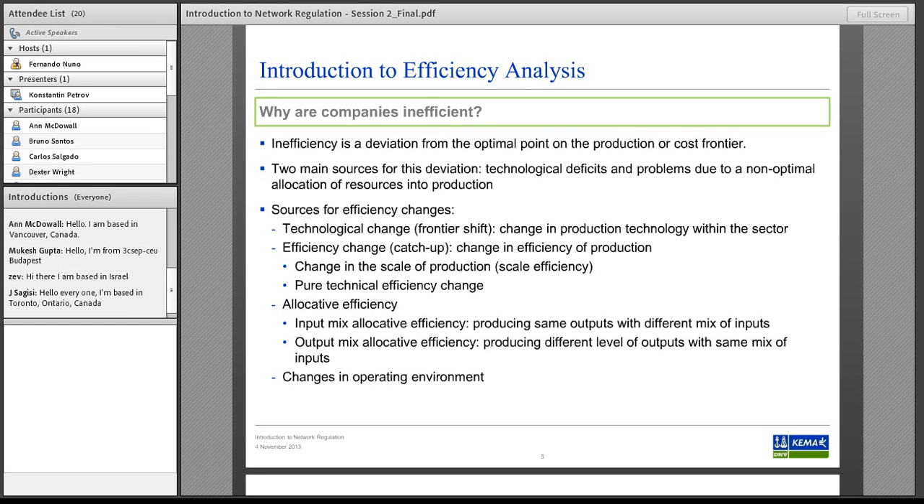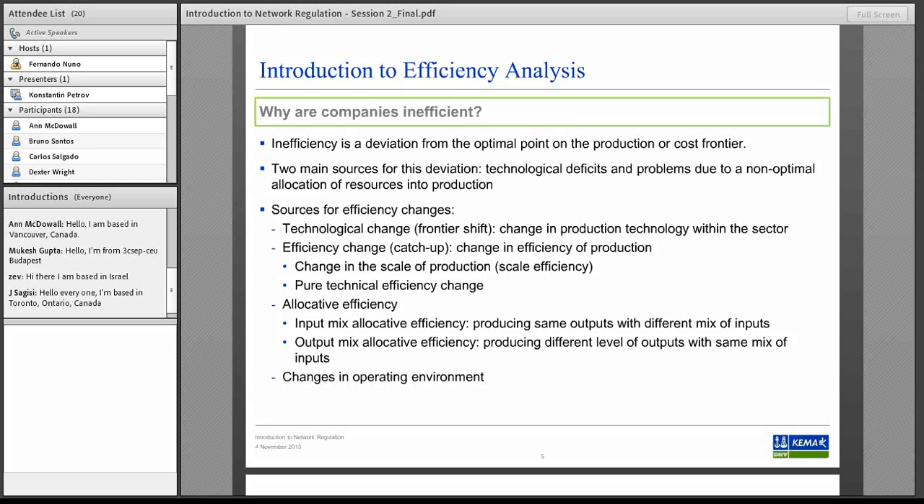We have also additional sources, so-called allocative efficiency. In this case, we can improve the efficiency through better use of input factors, so really in the production process, and better selection of output factors on the output side of the production process. And last but not least, we can have also changes in the operating environment.